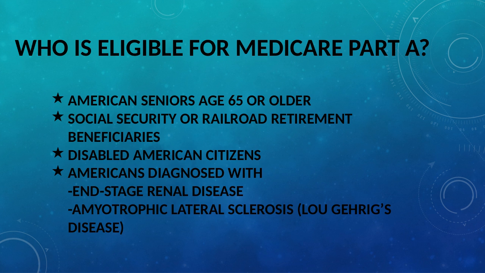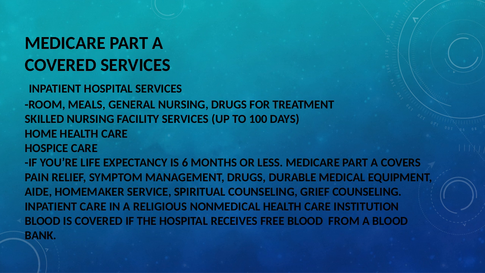Medicare Part A. So who's eligible for Medicare Part A? Medicare Part A is also known as hospital insurance. People who are eligible for Medicare Part A are American seniors age 65 or older, Social Security or Railroad retirement beneficiaries, disabled American citizens, Americans diagnosed with end-stage renal disease. Some of the Medicare Part A covered services include inpatient hospital services like rooms, meals, general nursing, drugs for treatment, skilled nursing facility services up to 100 days, home hospice care, and hospice care.